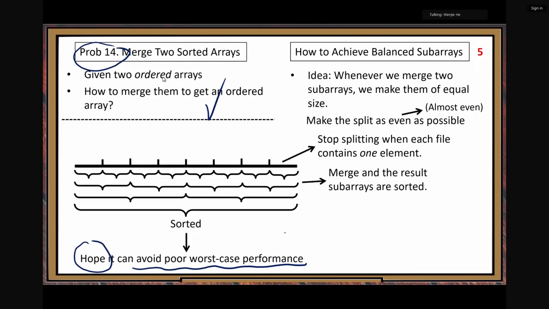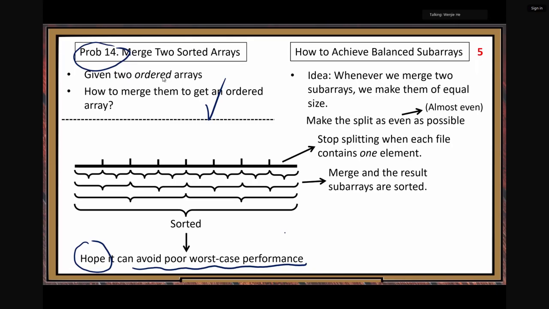Because the worst case usually occurs at the extremal cases, where one is very small and the other is very large. The extremal case usually corresponds to the worst case. But here we never have the extremal cases, so we will not have the bad worst case. We always have a worst case, but the worst case is not that bad.